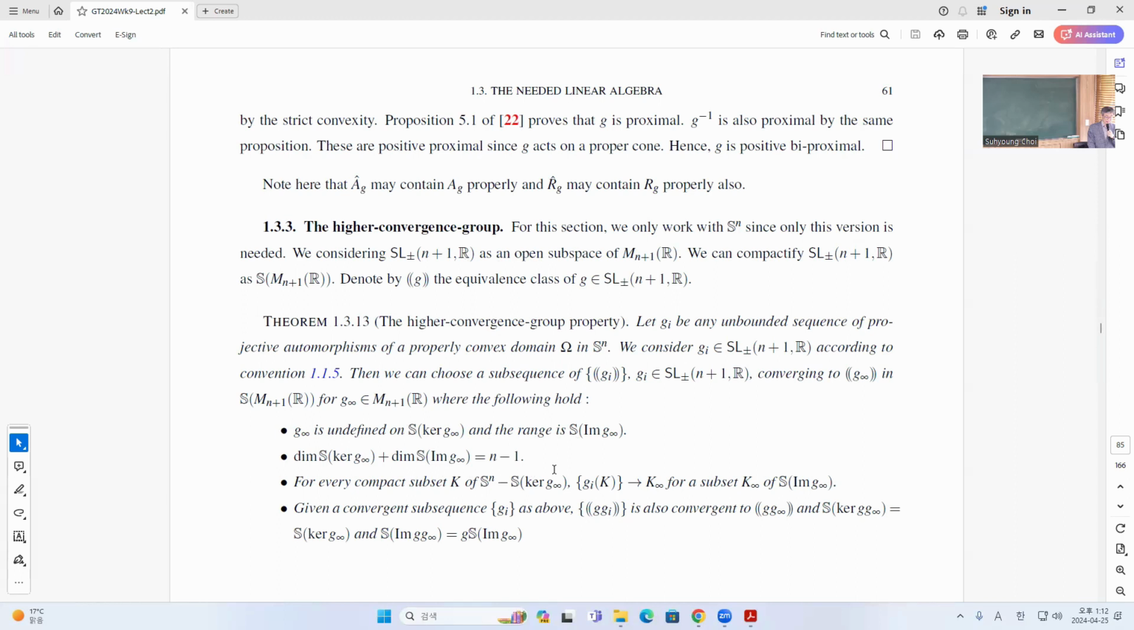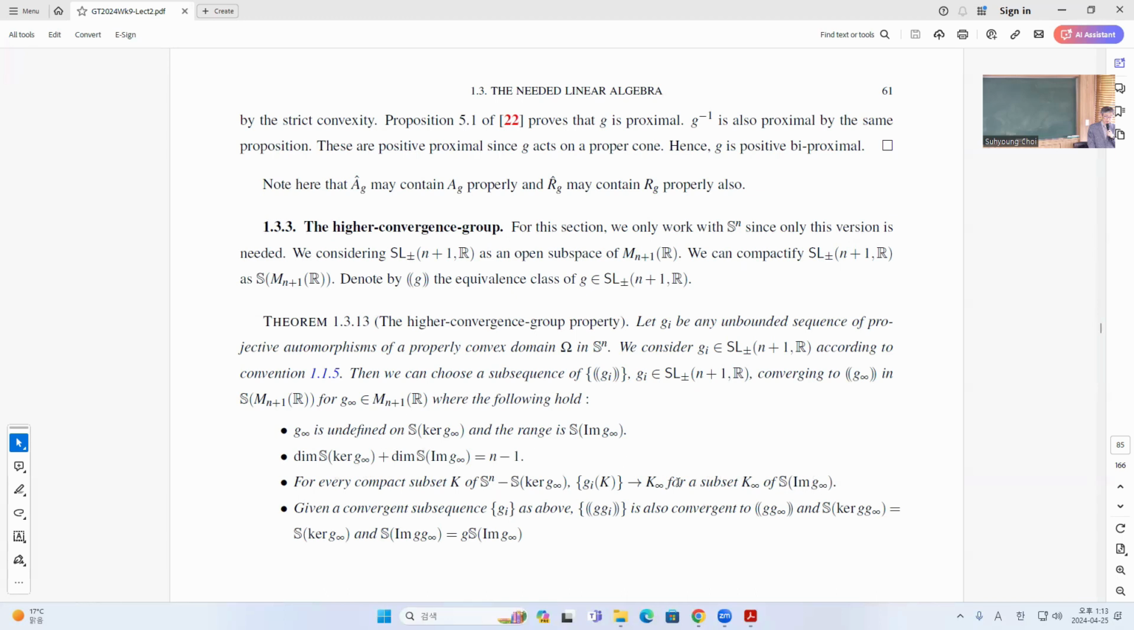And of course, this is the usual kernel-range theorem. Usually this will be n plus one, but we drop by one dimension here, so that's why this happens. And for any compact set K, this will always converge to some subset, because it is the image of K under G infinity, the limit endomorphism.